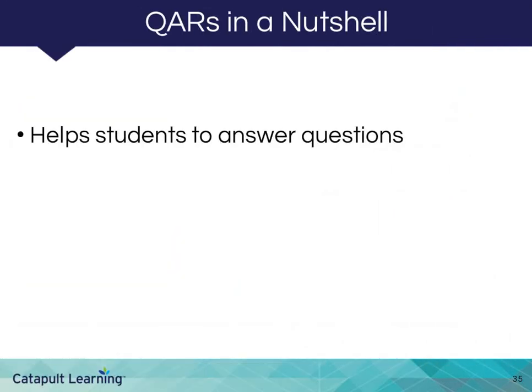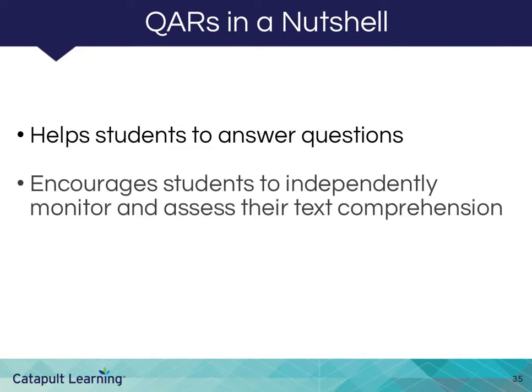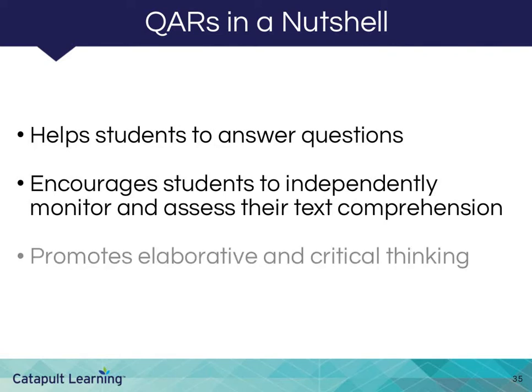Before we conclude our webinar, let's review the key points. QAR is a reading strategy in which students categorize questions according to where they found the information they needed to answer each question. Students are asked to indicate whether the information they used to answer questions about reading was textually explicit, textually implicit, or information entirely from the student's own prior knowledge. QARs do help students to answer questions, but they also encourage students to independently monitor and assess their text comprehension, as well as promote elaborative and critical thinking.